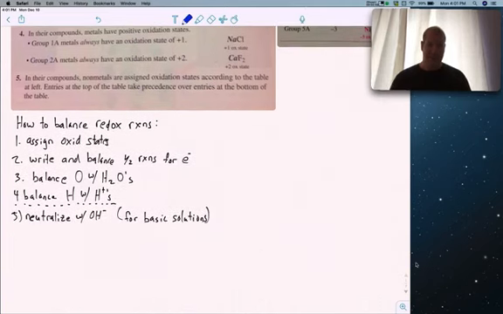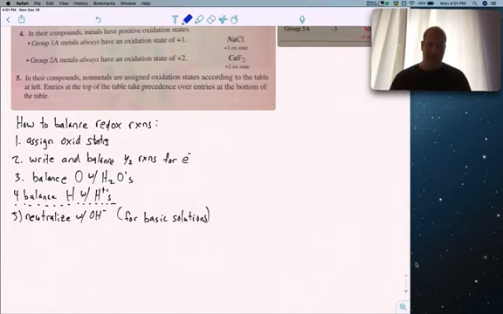So how to balance redox reactions. First thing is to assign oxidation states. Write and balance the half reactions for the electron. Balance the oxygens with waters, balance the H's with H+. And then if it's acidic, then you're done. For an alkaline reaction, neutralize with hydroxide.